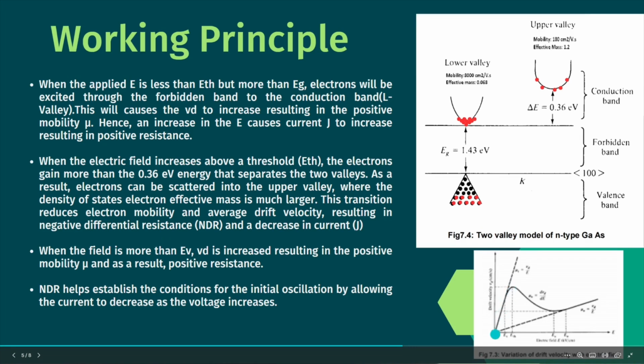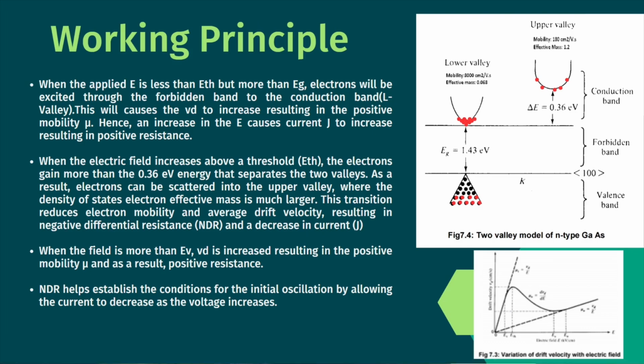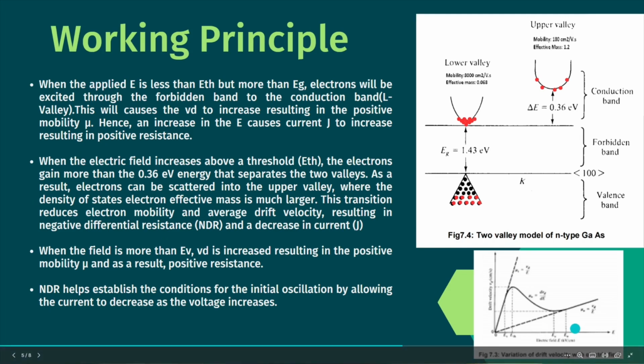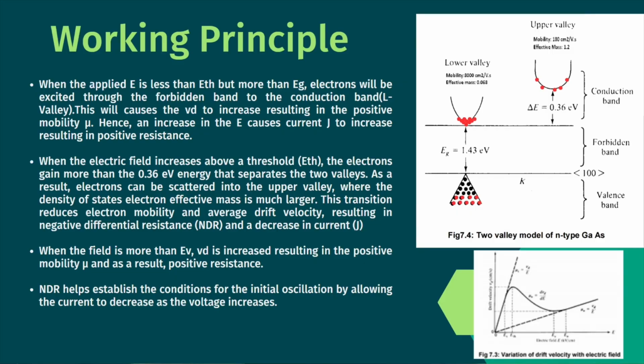From the graph below, this is the variation of drift velocity with electric field, where at first, below the threshold value, when we apply an electric field to the Gunn diode, the current will increase linearly, and then all of a sudden in the negative differential region, the current will decrease, and after the electric field EV value, it will then increase back.